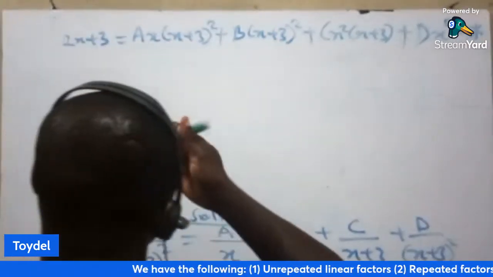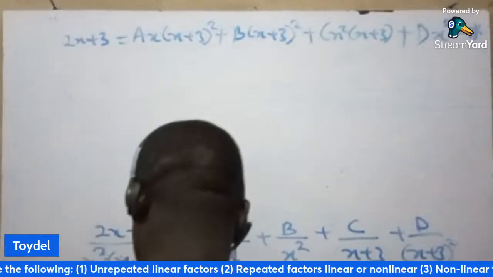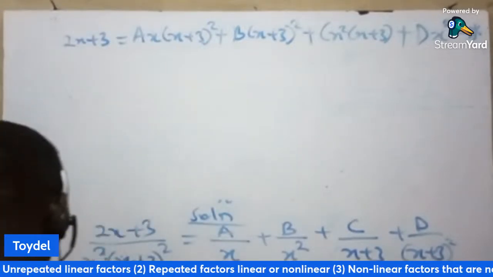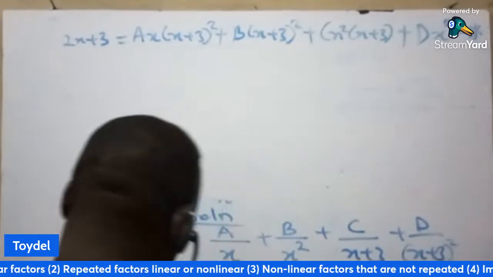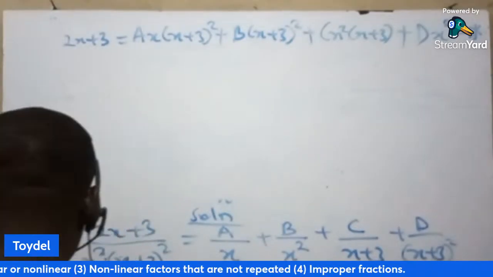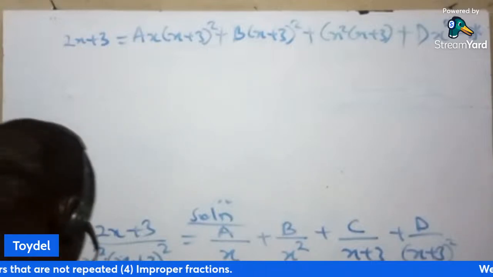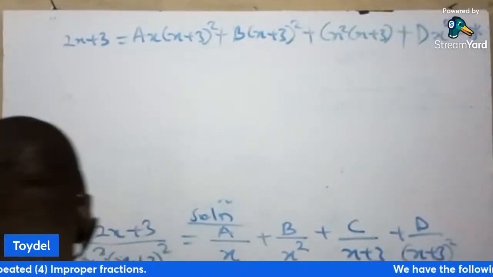So at this point now, we can use two methods here. We can use either method of resolution. We can start with the cover-up method. Once we use the cover-up method, some things we cancel out.